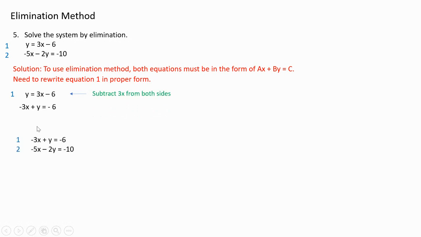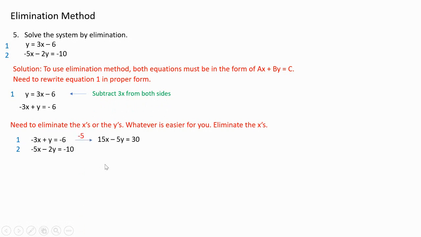Okay, so just so you see, in the previous slide we just multiplied equation 1 by 2, that way they'll cancel. But let's say that you didn't know that. Then I need to multiply equation 1 by negative 5 and equation 2 by 3. Why? Because negative 5 times negative 3 will give us positive 15, and 3 times negative 5 will give us negative 15. That way they'll cancel. You see in here, I multiply negative 5 times every term on equation 1, which gave us 15x minus 5y equals 30.